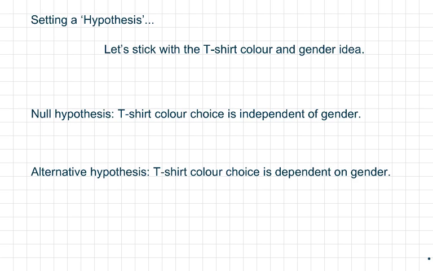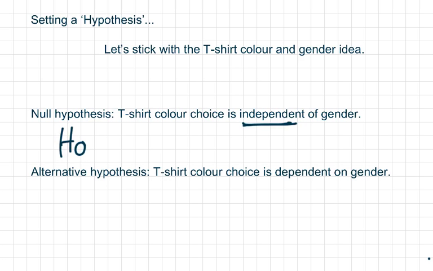So if we want to set a hypothesis, okay, we're sticking with the idea of t-shirt colour and gender. A man goes to his wardrobe, picks out his shirt, goes into a shop, buys a shirt. It's going to have a colour. A woman goes to a shop, she's going to buy a shirt, it's going to have a different colour. So we start by stating that the null hypothesis, in this case H0, is the t-shirt colour choice is independent of gender. Notice the language, it's independent. The chi-squared test is a test of independence.